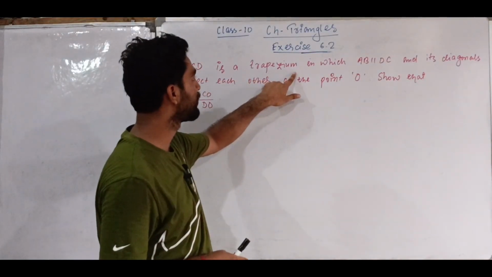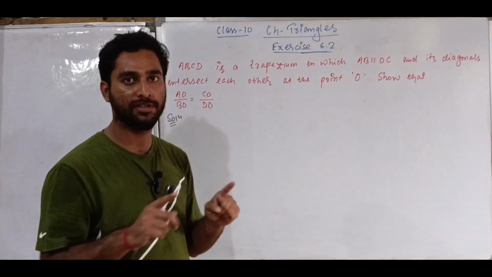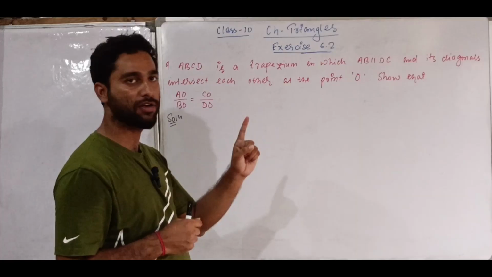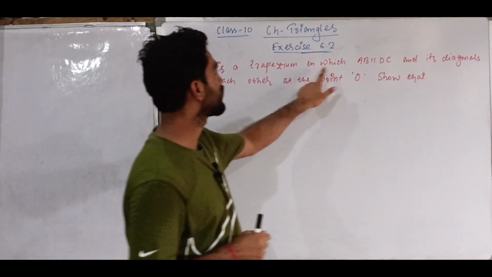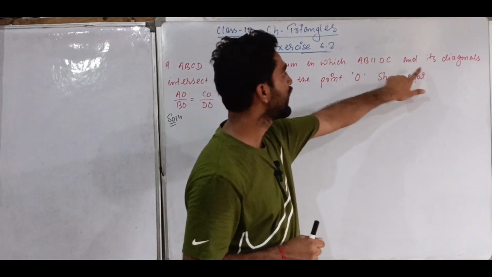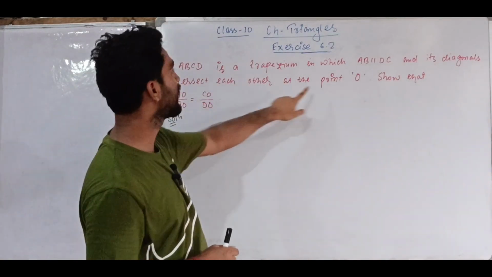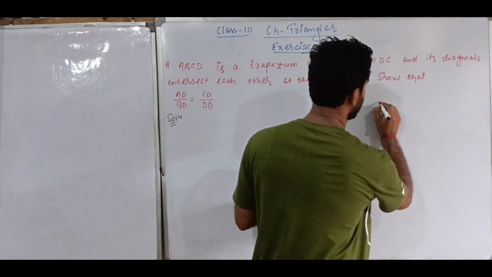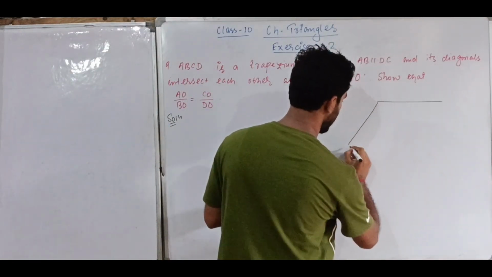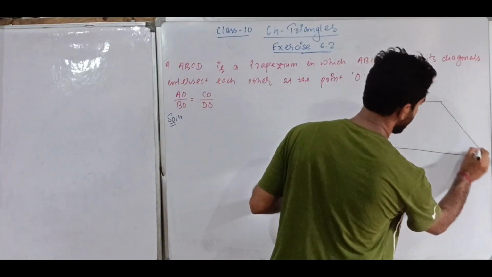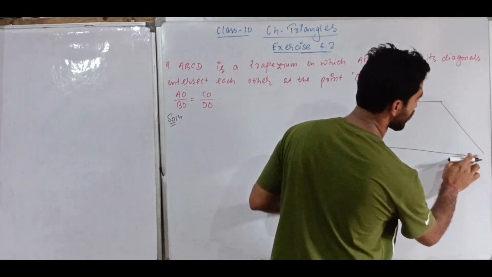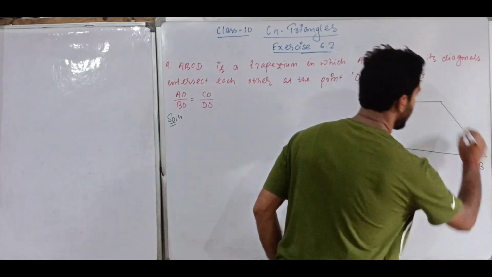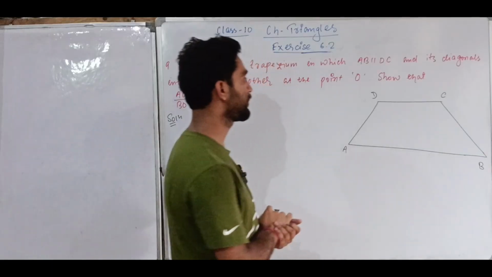ABCD is a trapezium. So trapezium means what? Trapezium is a quadrilateral where one pair of opposite sides are parallel to each other. Any one pair of opposite sides are parallel. So in which AB is parallel to DC and its diagonals intersect each other at point O. So first let's construct the figure. So one trapezium is given. So trapezium is A, B, C, D.